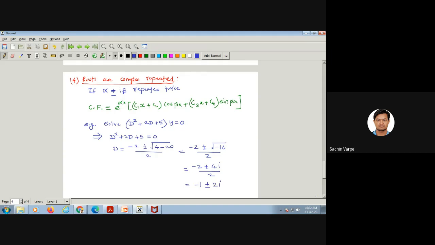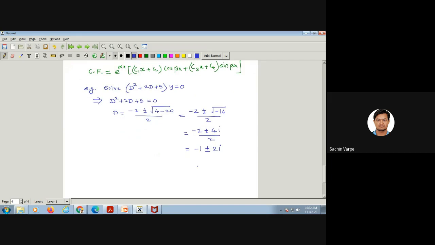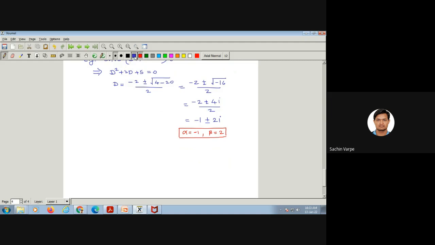Yes or no? So what is alpha here? Alpha is minus 1 and beta is 2. Okay? Beta is the coefficient of i. Remember, most of the students are confused with beta. They are considering it along with i. No. What comes along with i, that is your beta, the imaginary part.